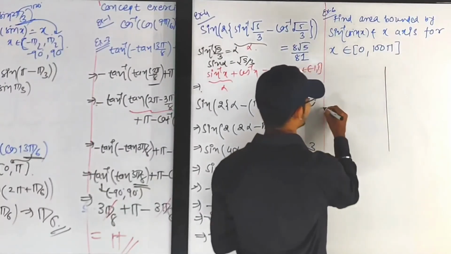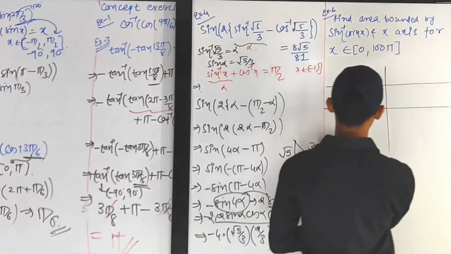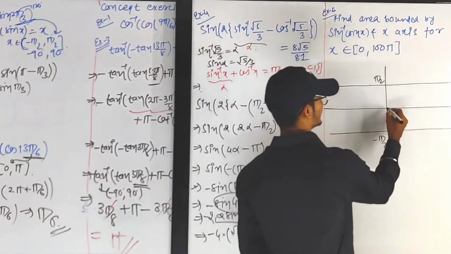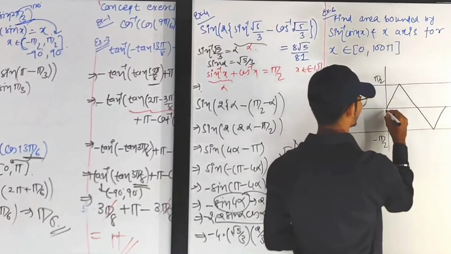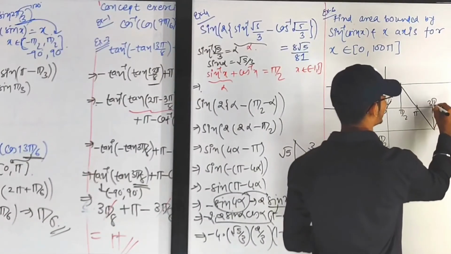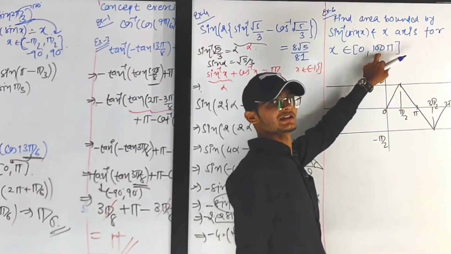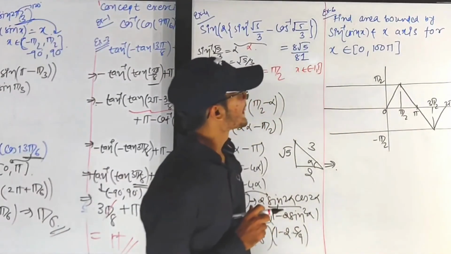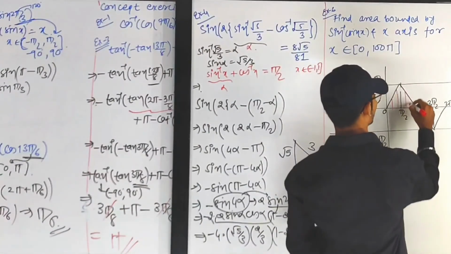So what is the graph of sine inverse of sine x? It goes from minus pi by 2 to pi by 2. The graph of sine inverse of sine looks like that: 0, pi by 2, pi, 3 pi by 2, 2 pi, and we want to find the area up to 100 pi. The area with the x axis and sine inverse of sine is this one.